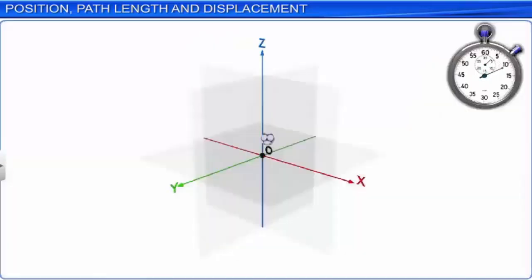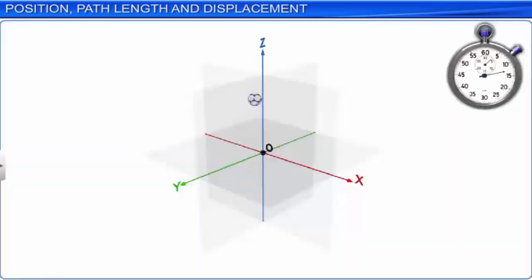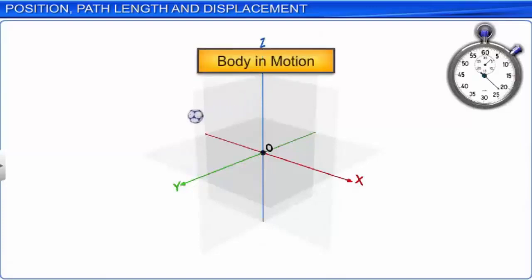A stopwatch is included to complete the frame of reference. When any one or more of the coordinates change with time, the body is said to be in motion with respect to the frame of reference.